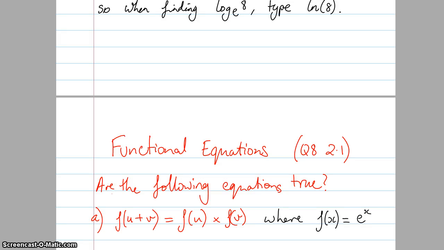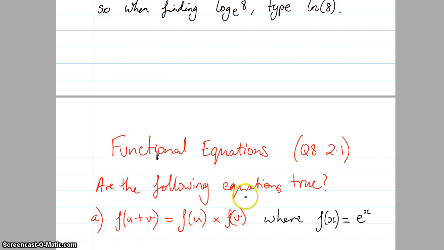Hi and welcome back for the third part of indices and logs. This is the final part of exercise 2.1. So we're looking at functional equations, and this is particular for question 8 in your textbook for exercise 2.1.